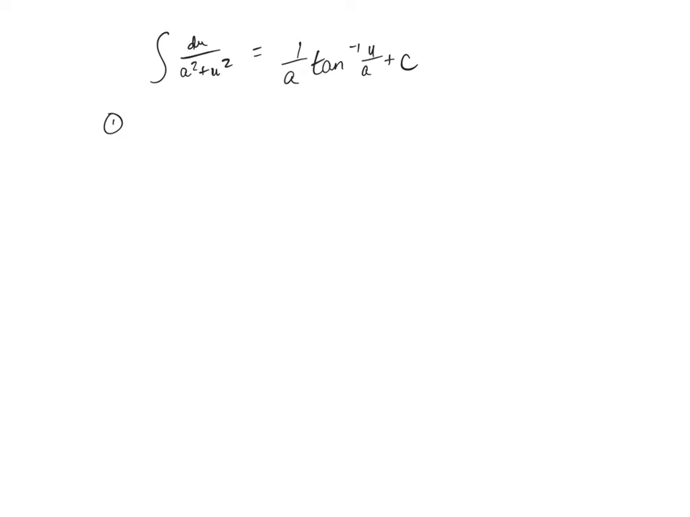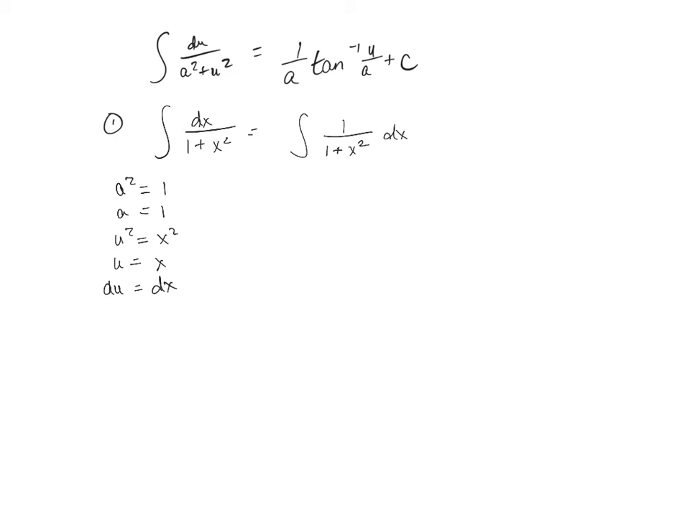So my first example, which is going to be, again, very basic, is the antiderivative of dx over 1 plus x squared. Now, if I rewrite this as 1 over 1 plus x squared dx, my a squared is 1, therefore a is 1. My u squared is x squared, therefore my u is x. And I need du, which is equal to dx.